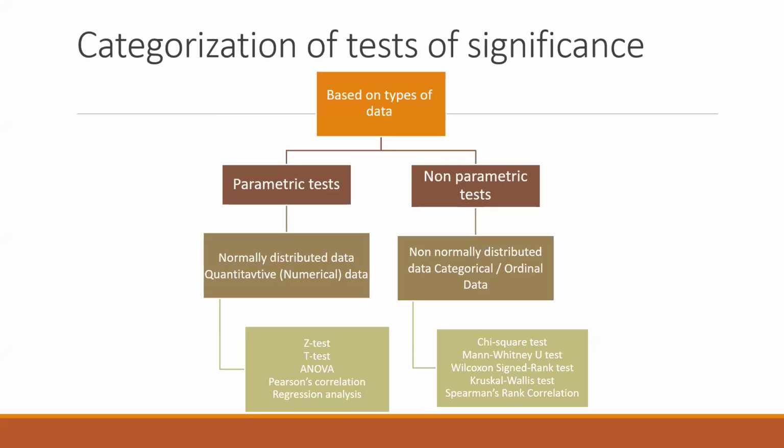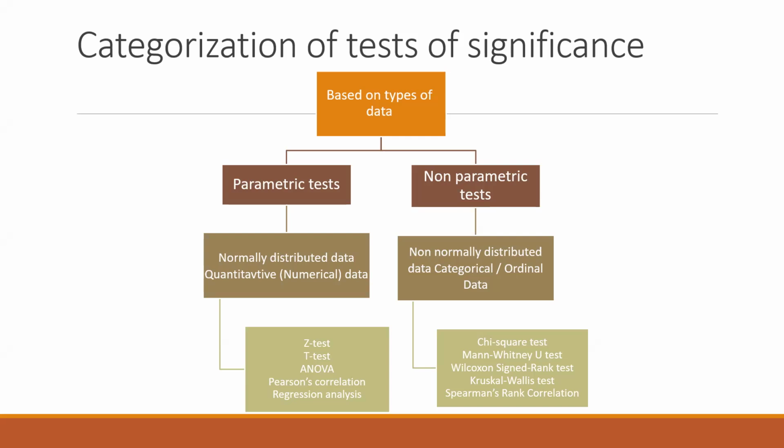So this is the categorization of test of significance. I have categorized them based on the types of data. So there are two types of tests. One is parametric test, and then the other is non-parametric test. Parametric tests are always for normally distributed data. They are usually for the quantitative or numerical data. The examples of parametric tests include z-test, t-test, ANOVA, Pearson's correlation, and then regression analysis.